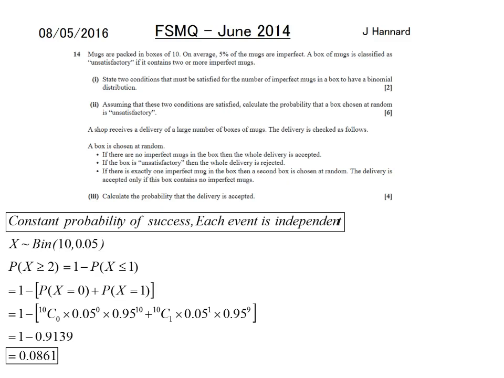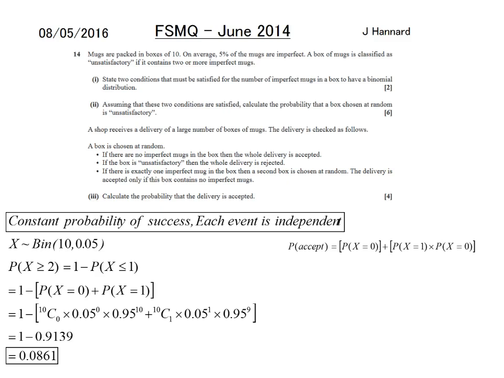Now, the last part of the paper, very last question, a lot to get your head around. A shop receives a delivery of a large number of boxes of mugs. The delivery is checked as follows. A box is chosen at random. If there's no imperfect mugs in the box, then the whole delivery is accepted. If the box is unsatisfactory, then the whole delivery is rejected. If there's exactly 1 imperfect mug in the box, then a second box is chosen at random. The delivery is accepted only if the box contains no imperfect mugs. Calculate the probability that the delivery is accepted.